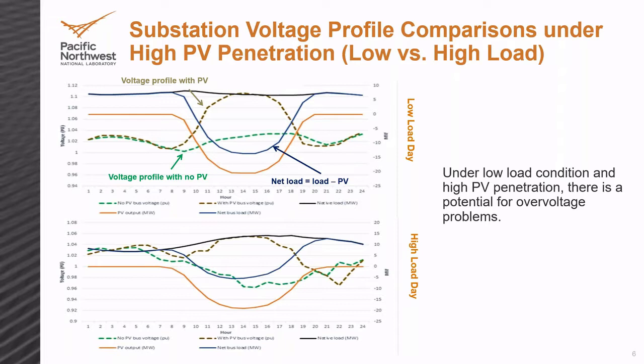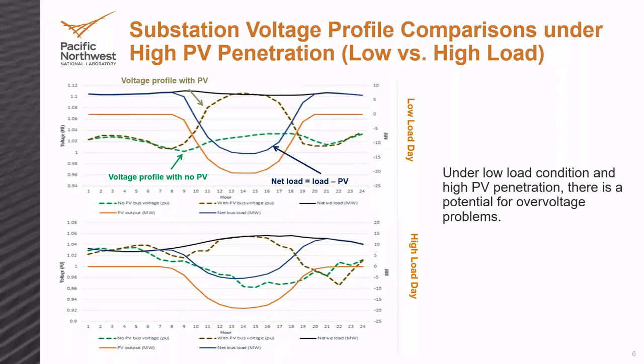If you look at another day, say a summer day where many people are running their air conditioning, the load is a little bit higher, and the net load going back to the transmission is not as big. We see the voltage is higher, the dotted brown is higher than the green, but it's not as bad as we observe on the spring or fall day. So this problem will be more dominant during light load conditions.